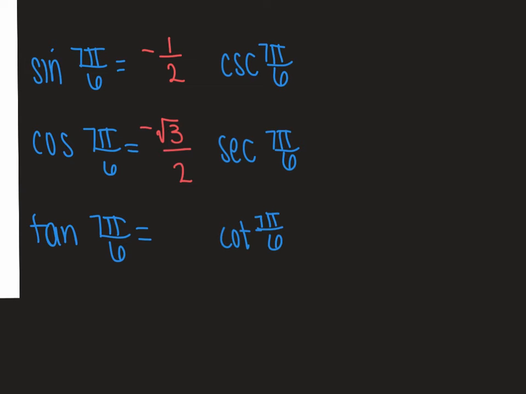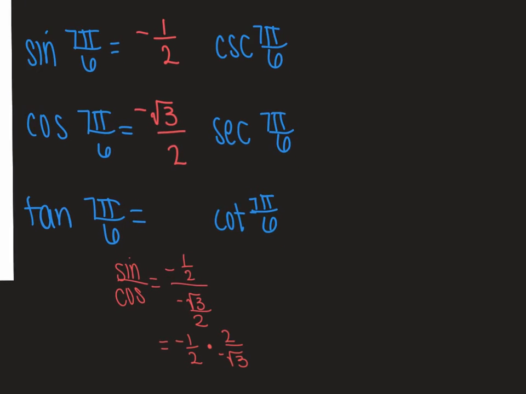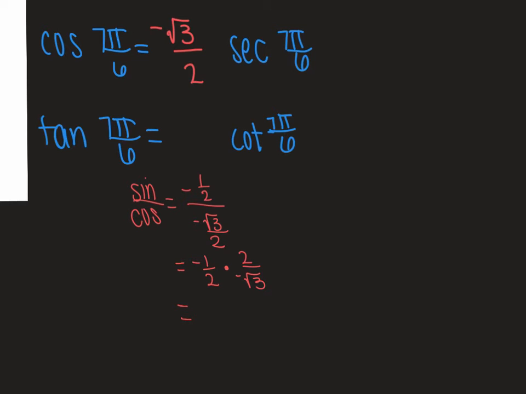So for tangent of 7 pi over 6, we know that tangent is sine over the cosine. So if we can take our sine value, which is negative 1/2, and put it over our cosine, which is negative root 3 over 2, we'll be able to simplify. So we could use keep, change, flip, where you keep your top fraction, change to multiplication, flip your bottom fraction. So now we have our 2's cancel. I'm just going to scroll up. And we end up with negative 1 over negative root 3.